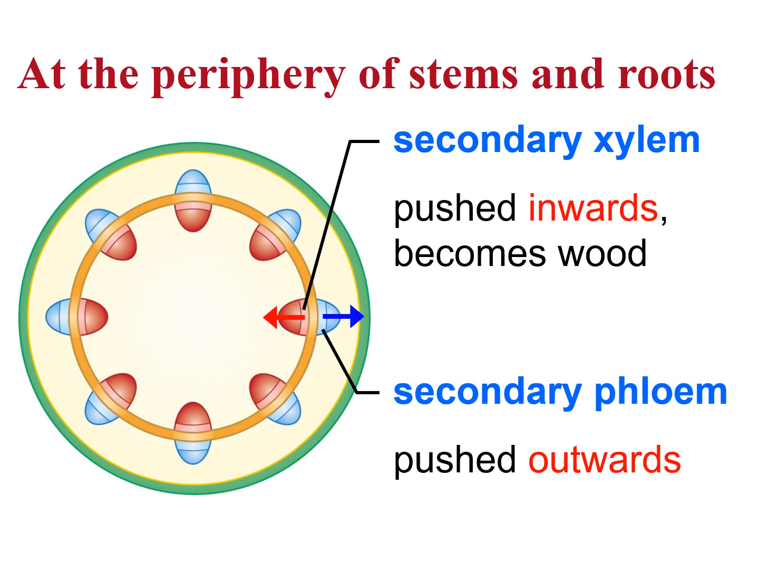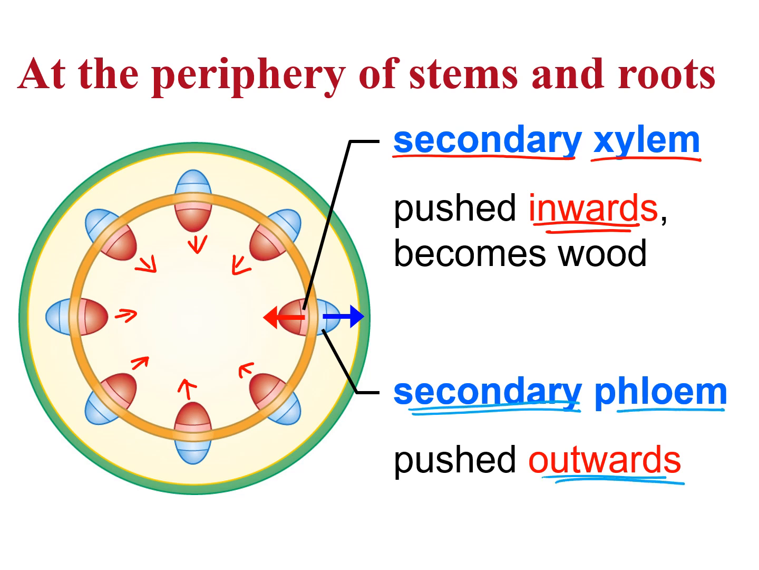When the vascular cambium starts to grow new cells, such as new xylem and phloem, the new xylem is called the secondary xylem. It will start to grow inward and become the wood. The new phloem formed is the secondary phloem. It will be pushed outward, and this helps to increase the thickness of the stem.